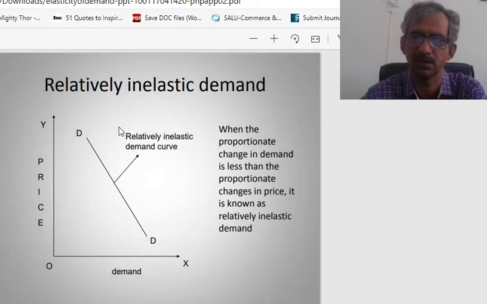So from this graph you can also observe that the slope of the price is higher than the slope of the quantity demanded or of the demand. It means change in price is more than the change in quantity demanded.